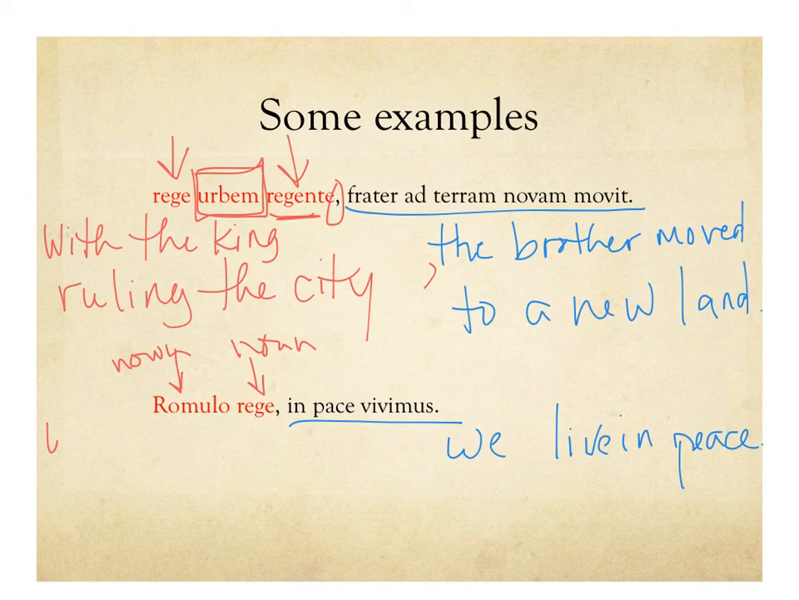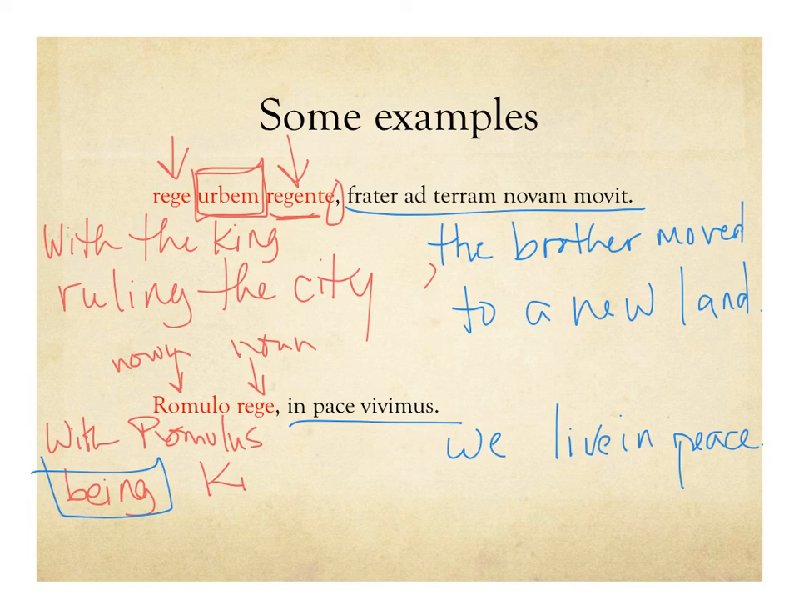So we could say "with Romulus," and then we have to insert "being," right, which isn't there, but we understand it because we need it for the sentence to make sense. "King," comma, we live in peace. So we're only going to insert "being" if we have a noun in our ablative absolute. Otherwise, we're just going to use our participle.